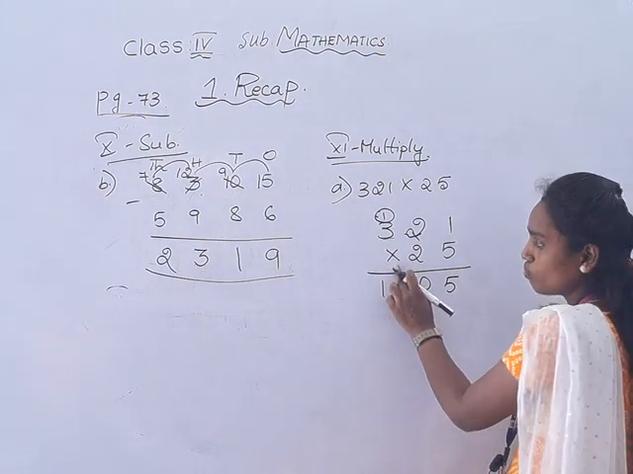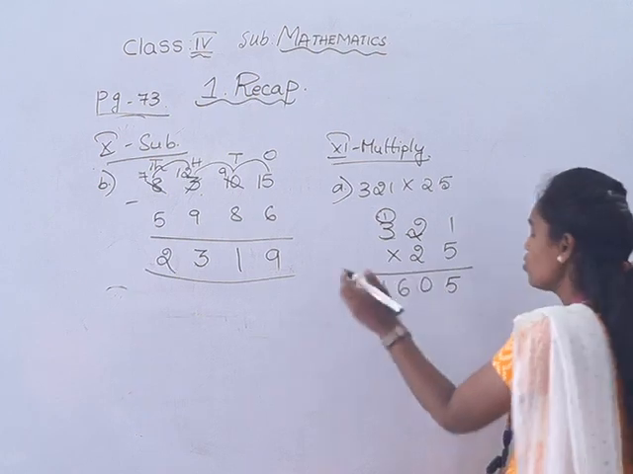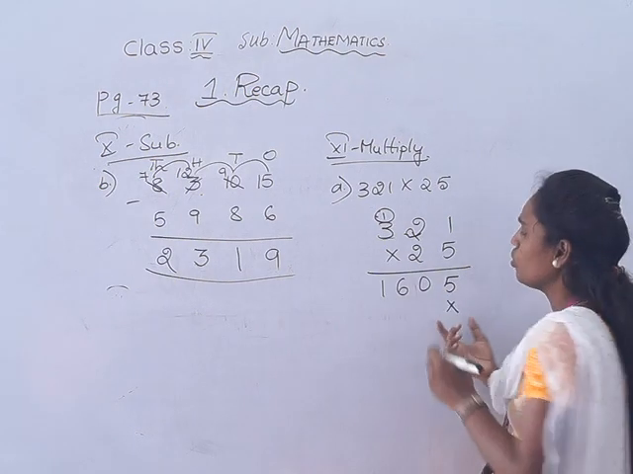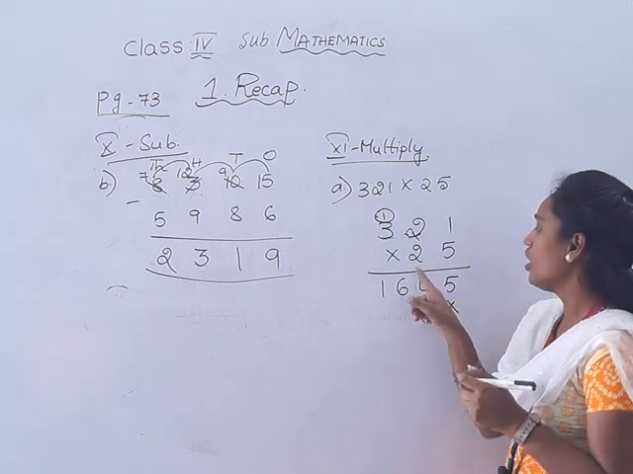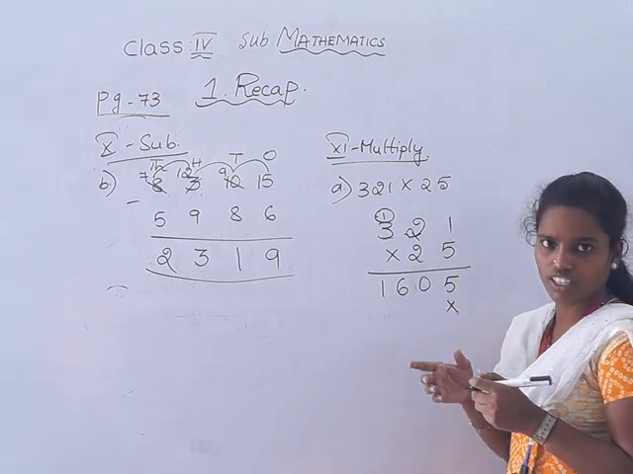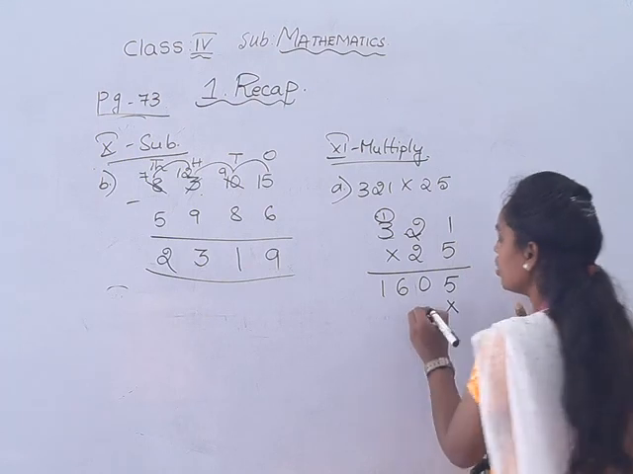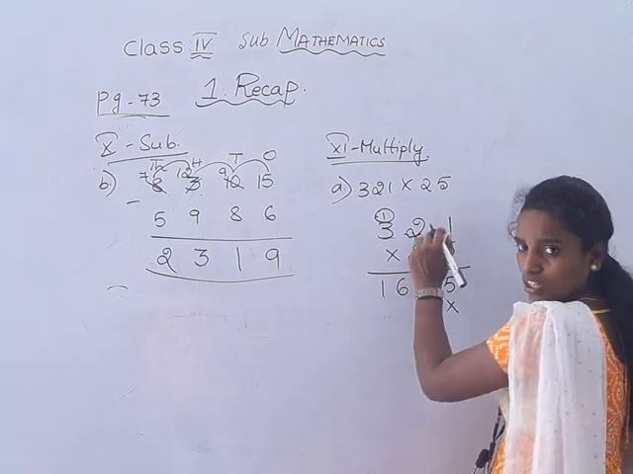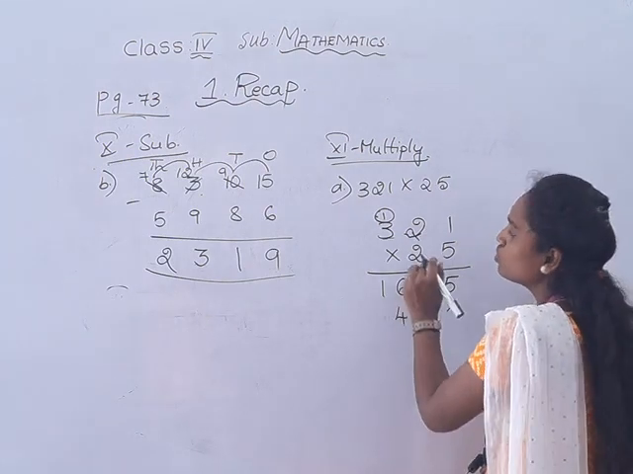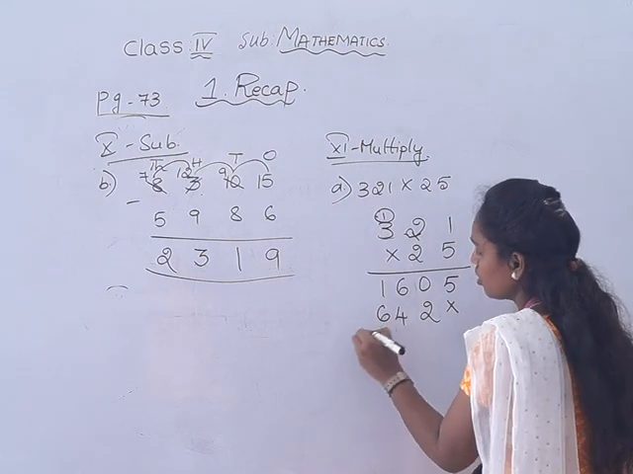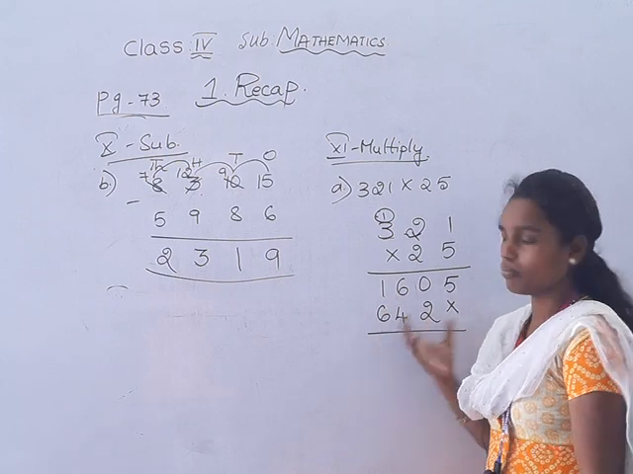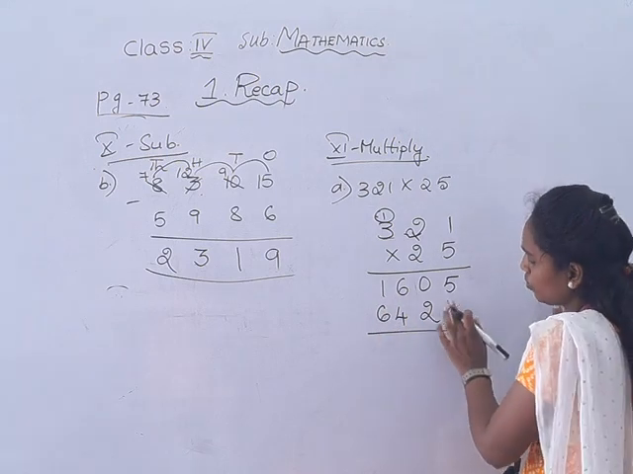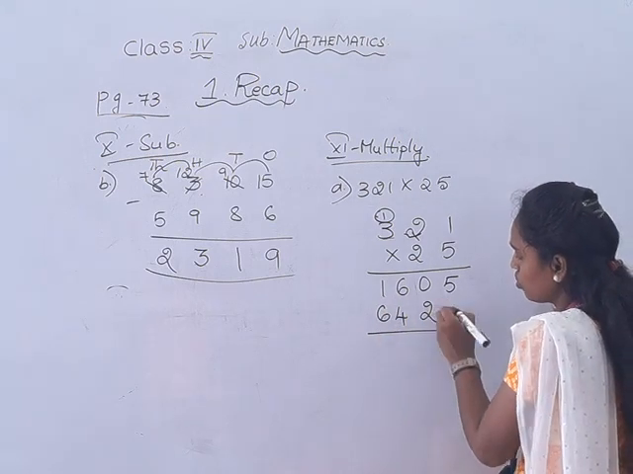Next we should multiply one more digit, no? So at that time what will we do? We will keep a cross or we can have a 0. And 2 ones are, you have an idea, no? 2 table, 2 ones are 2, 2 twos are 4, 2 threes are 6. Now what will we do? We should add these numbers. So here we can keep a cross or we can assume 0 also.